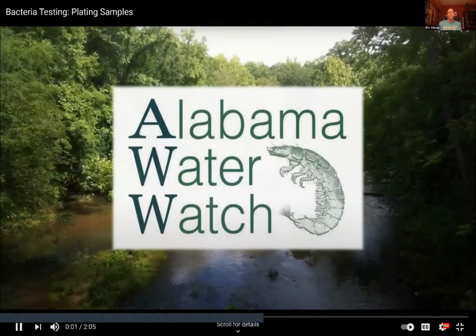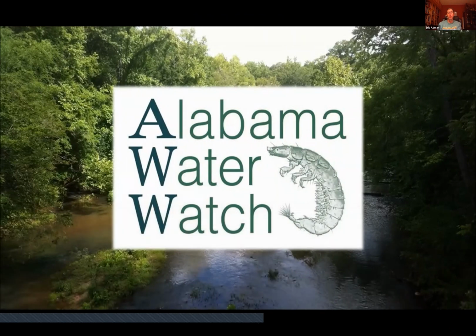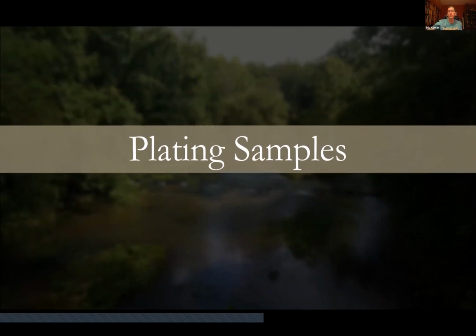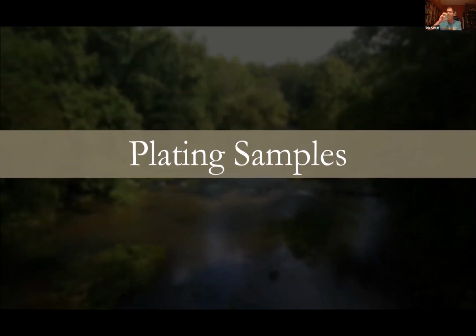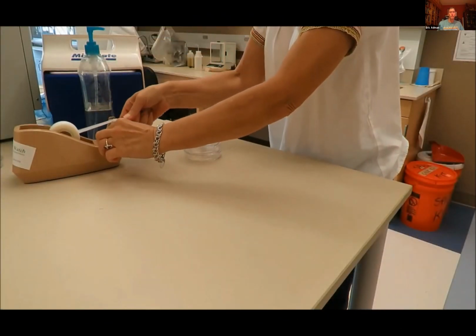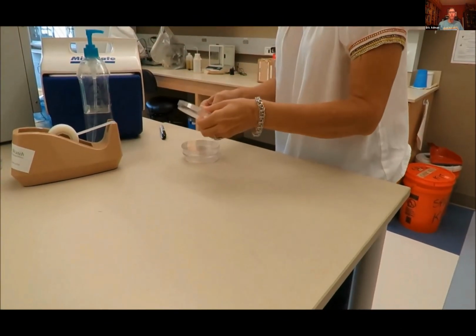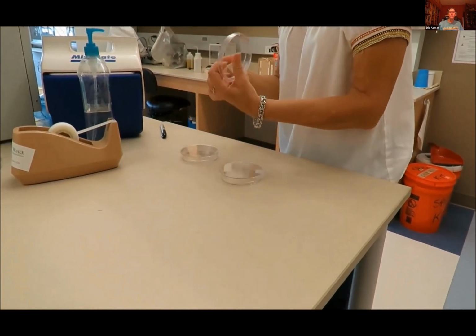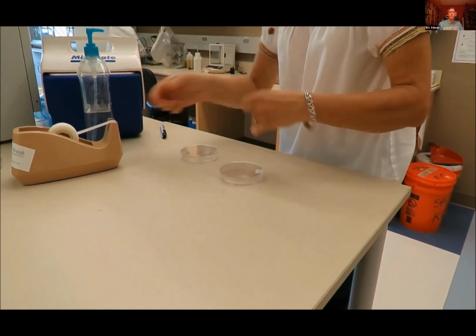Welcome to the Alabama Water Watch instructional video series. This video will show the proper method for plating water samples used to determine the number of bacterial colonies in a water body. This is the second step in a three-step process. The first and third steps, collecting the samples and determining results, are covered in their own separate videos. Prepare your petri dishes by taping the top, the larger piece, to the bottom, the smaller piece, on one side of the dish. Keep the dish closed as much as possible to avoid contamination.